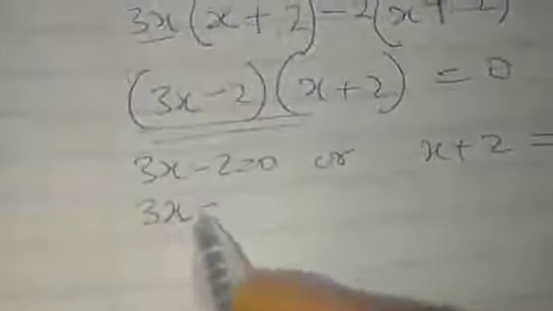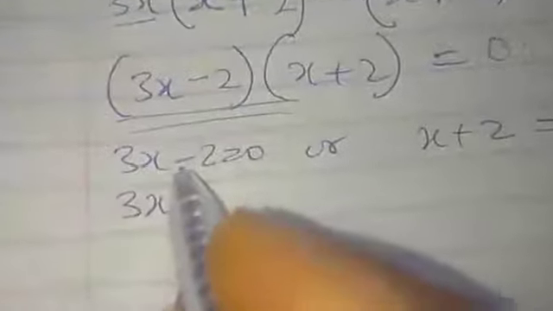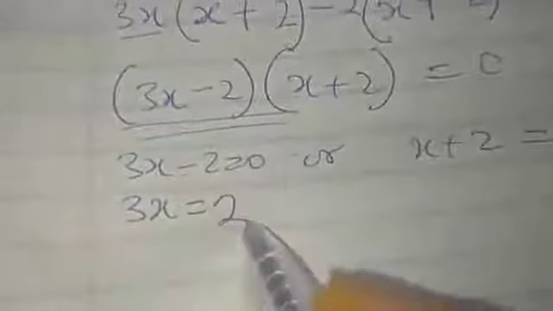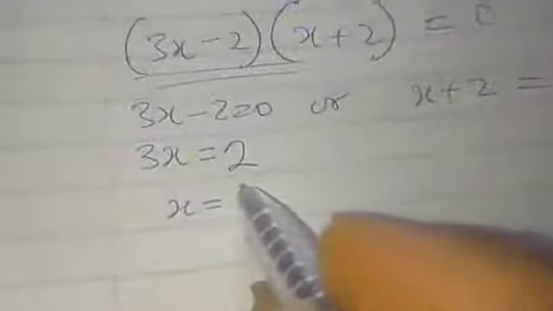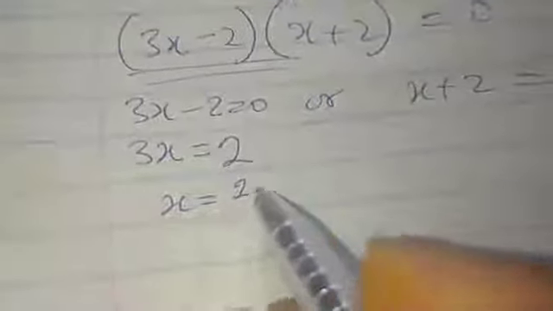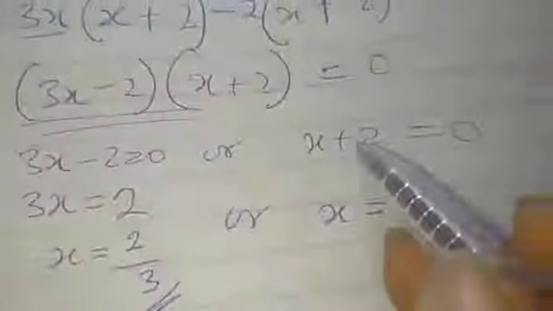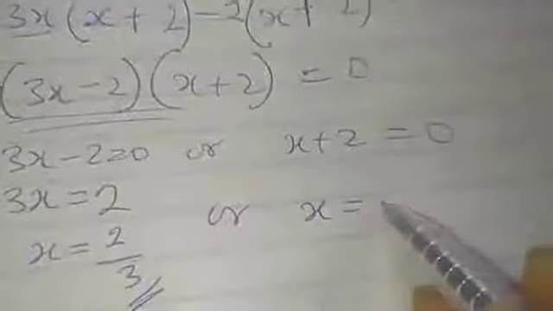From here, we have 3s is equal to, when this minus 2 goes to the other side, it becomes plus 2. Here, s is equal to, this is linear equation which we have treated. This is s is equal to 2 over 3. Or s is equal to, when this one goes to the other side, we have minus 2. So these are the solutions of this equation using factorization method.